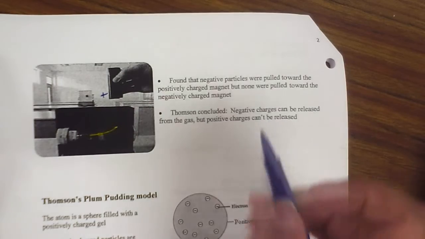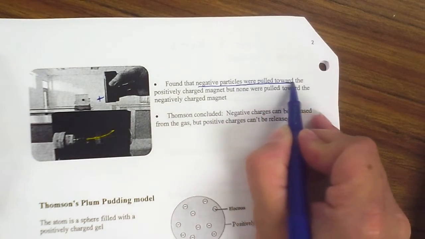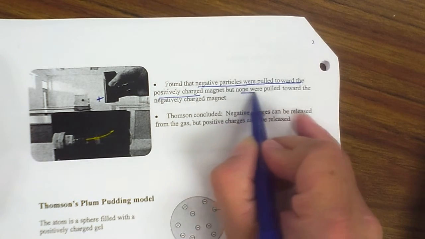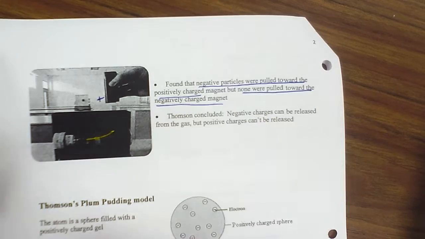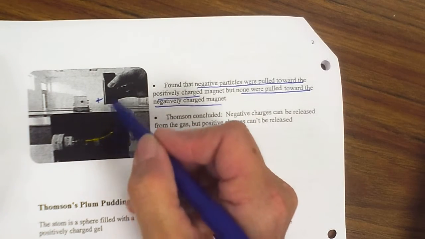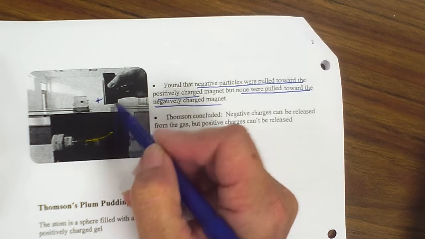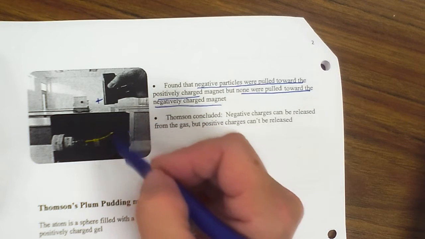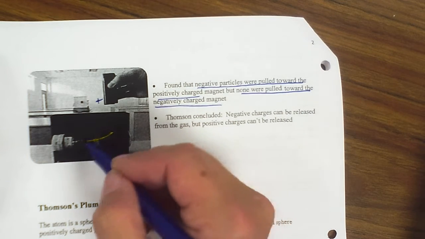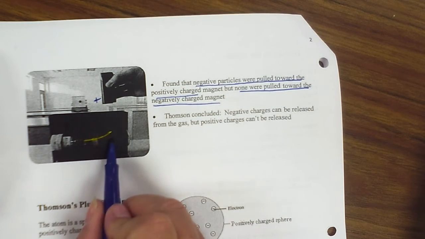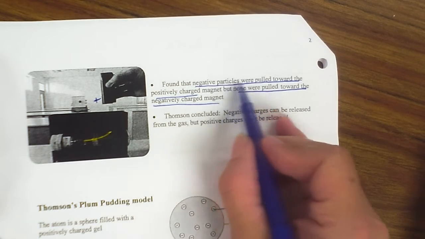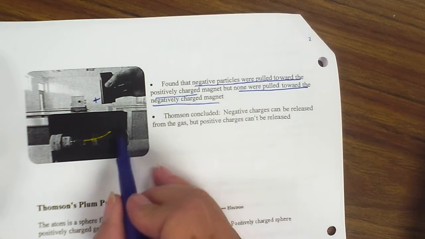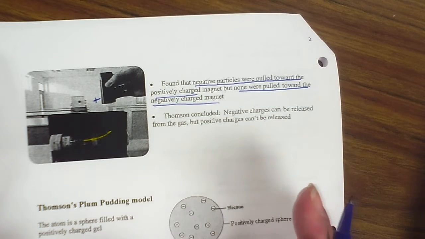And when he did this, he found that negative particles were pulled toward the positively charged end of the magnet, but no particles were pulled toward the negatively charged end. So he sees the negative particles pulled toward the positive end of the magnet. And then when he flipped the magnet around, nothing happened. It looked like the previous picture where the yellow line went straight across. And so he said, oh, look, negative particles are pulled toward the positive magnet, but no particles are pulled toward the negative magnet. So he had to figure out what that meant.